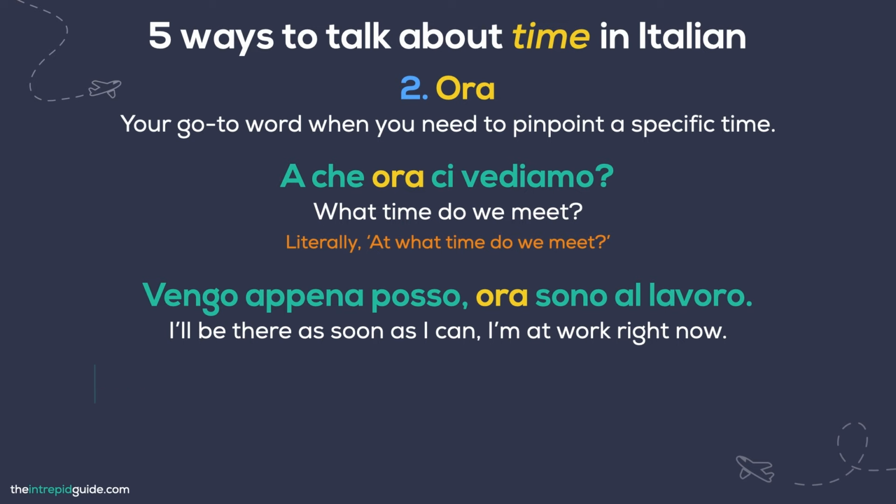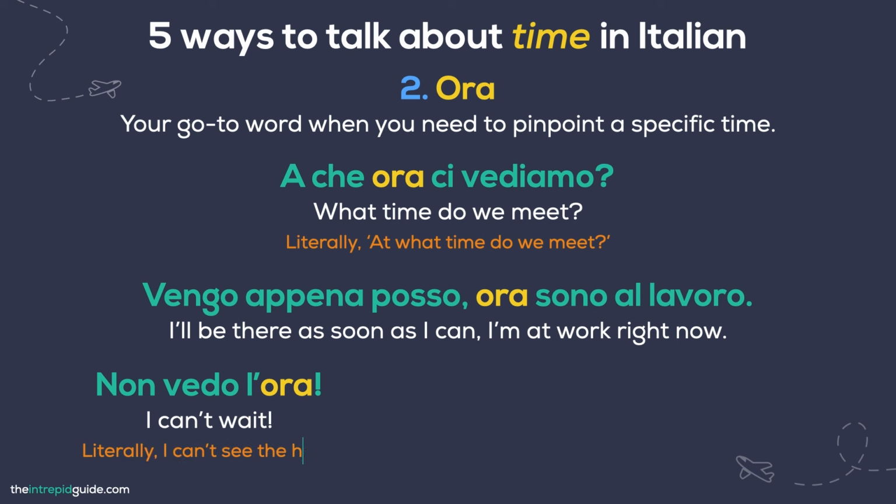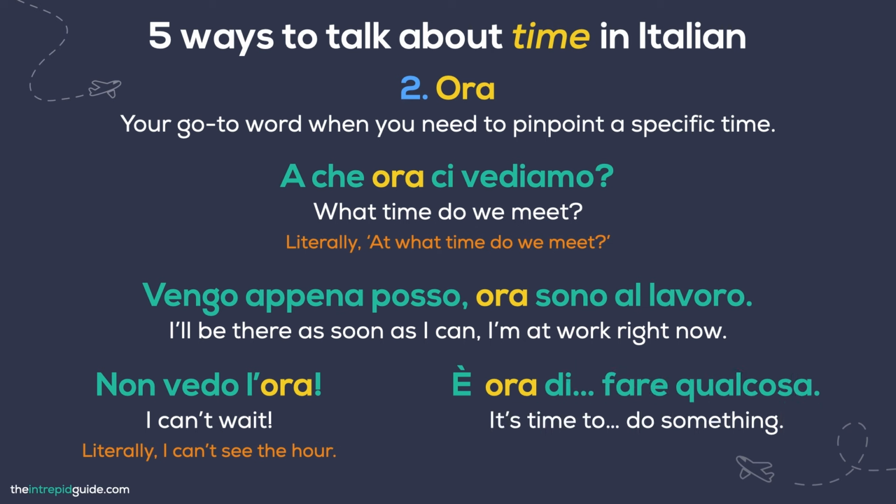We also use it in fixed expressions like Non vedo l'ora. I can't wait. Literally, I can't see the hour. Or È ora di fare qualcosa. It's time to do something. Now these are all commonly used phrases in Italian.